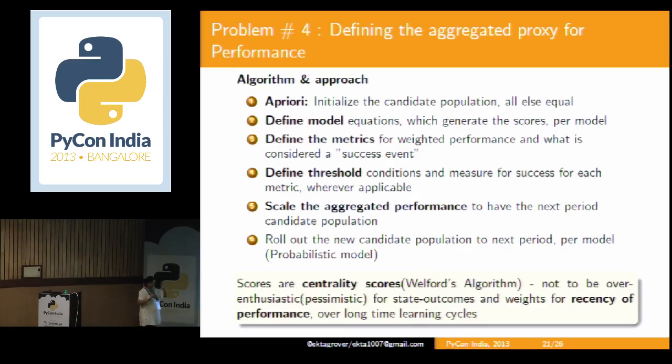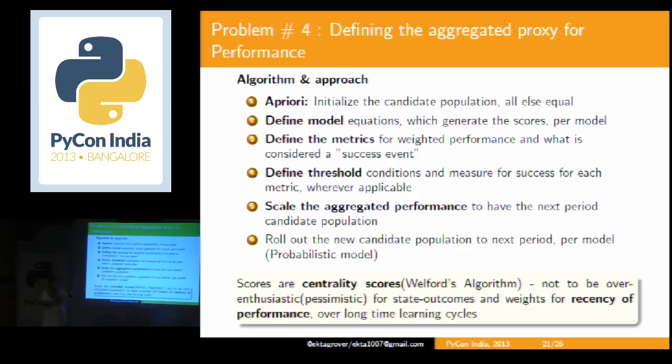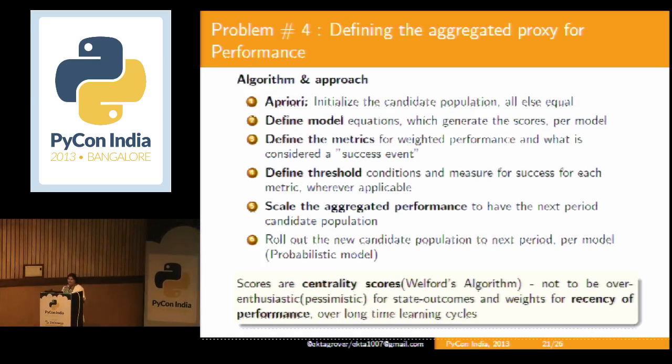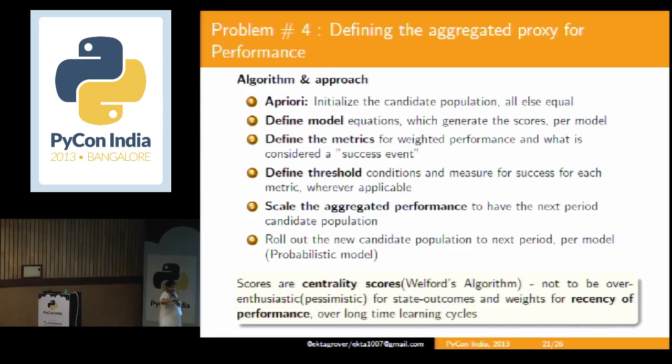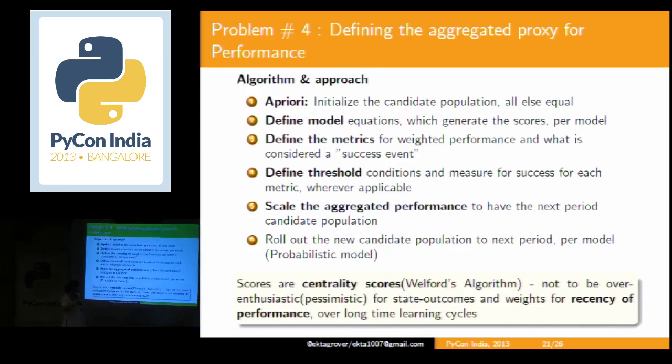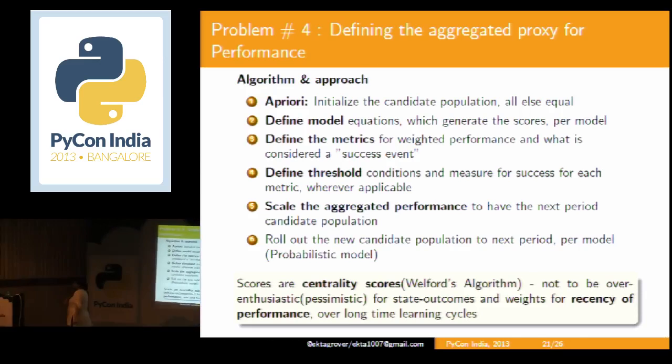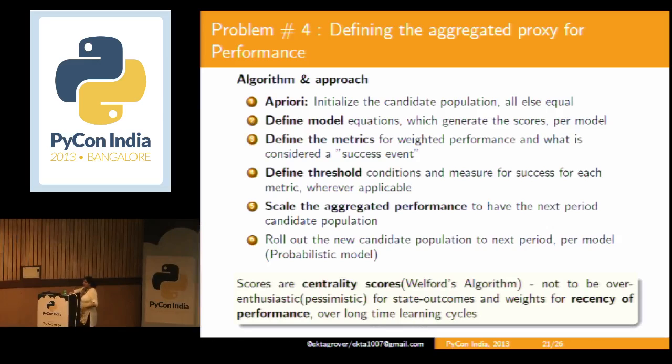So what happens? You start a priori with equal candidate weights. They get some scores, and based on that, they perform. Based on this performance, it gets rolled to the new candidate population. And the key thing here is that the scores are centrality scores, meaning I don't want to be over optimistic or over pessimistic if the models don't do as well in this period. So it's like everything matters across time. This is a very good algorithm that does it very well instead of recomputing everything.